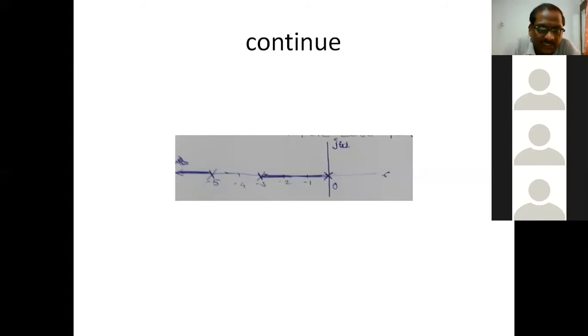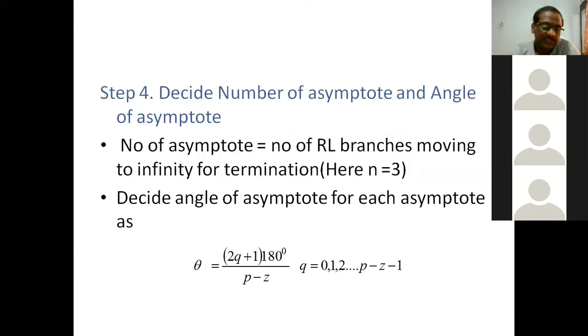So this way we need to decide the real axis loci, in which we decide which segment of the real axis will be a part of the root locus. Once you decide that, then we have to decide the number of asymptotes, angle of asymptote, and centroid point. Now what is this asymptote? This asymptote is nothing but the straight line that we need as a guideline to carry the root locus towards infinity for its termination. As we already discussed, root locus will always start from a pole for k equal to 0, and it will be terminated at an open loop zero for k equal to infinity.